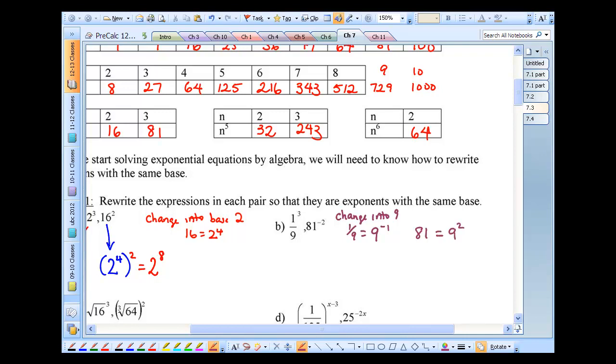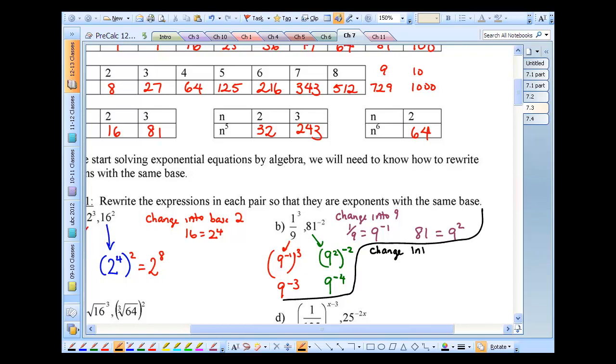So if we do that, then I'll have here 9 to the power of -1, all raised to the power of 3, and that just simplifies to 9 to the -3. And over here, we have 9 squared, and that's raised to the power of -2. So that's the same thing as 9 to the power of -4. Okay? Same base. Now, some of you will be thinking, hey, wait a minute, 9 can also be changed into base 3. You're totally correct. So there's two possible solutions in this case.